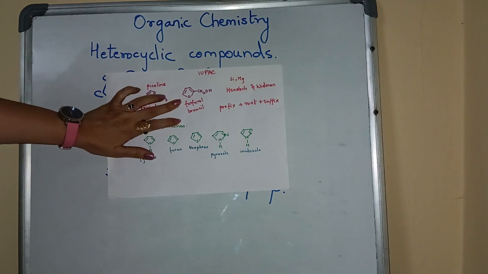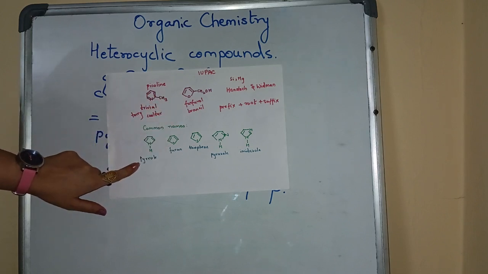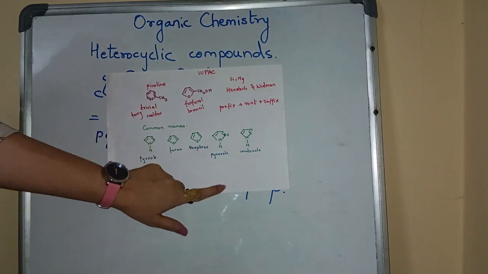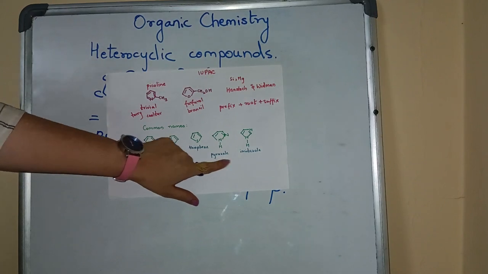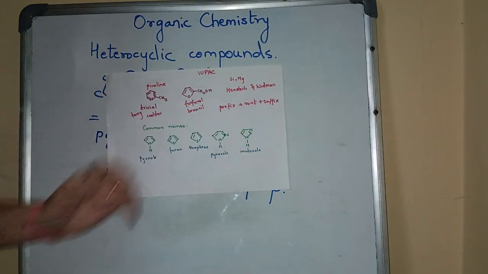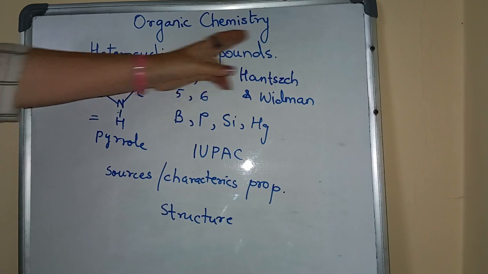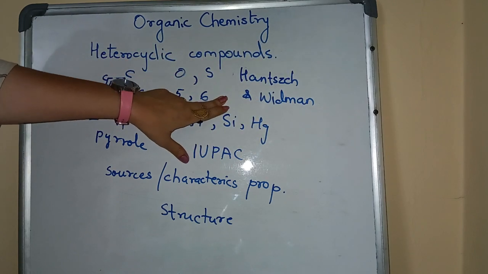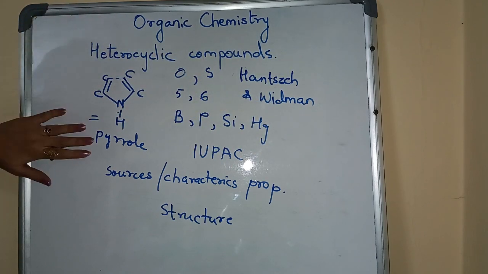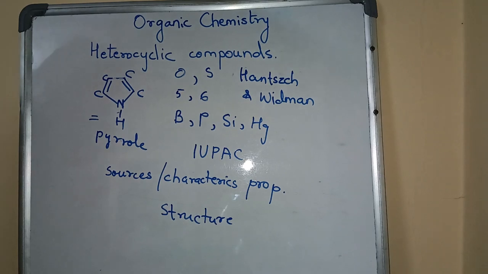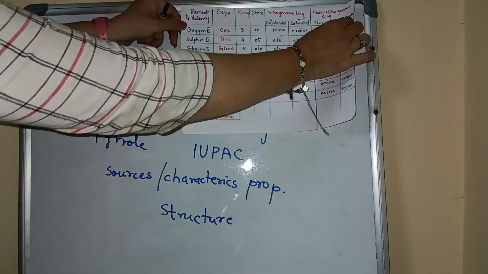Another one, furfural. Some more common names are pyrrole, furan, thiophene, pyrazole, imidazole. This naming system was modified along with the Hantzsch and Widman system, and then heterocyclic compounds have been named. Let us see what the system is first. To save time, I have made this chart. You can see this.